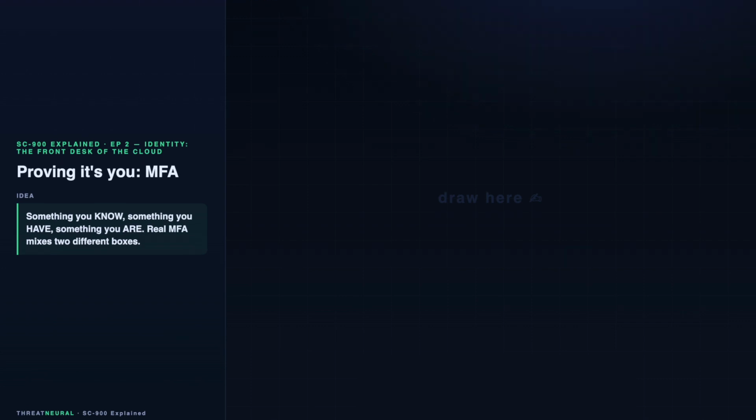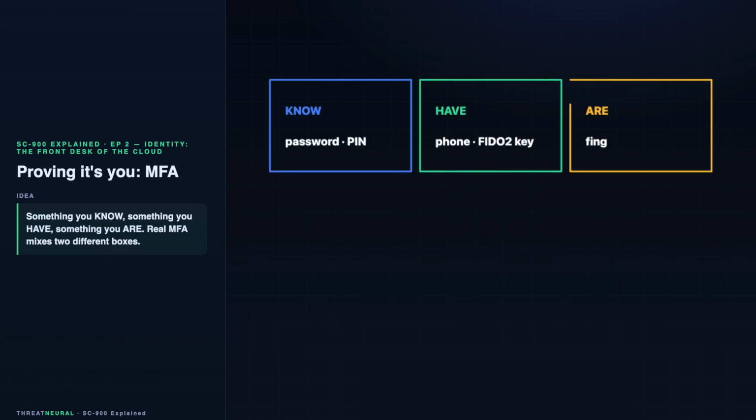The front desk needs you to prove who you are. So how? Every proof you can offer falls into one of three buckets. There is something you know, like a password or a PIN. There is something you have, like your phone or a physical security key. And there is something you are, like your fingerprint or your face. And multi-factor authentication, which is also called MFA, just means you bring proofs from at least two different buckets.